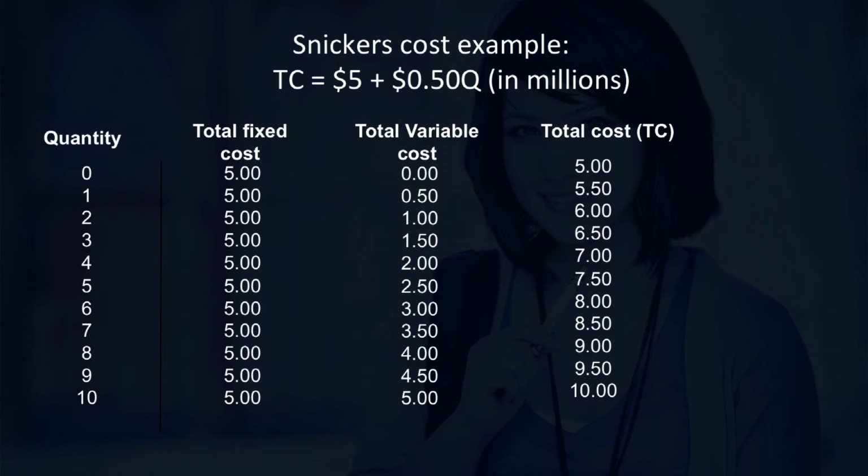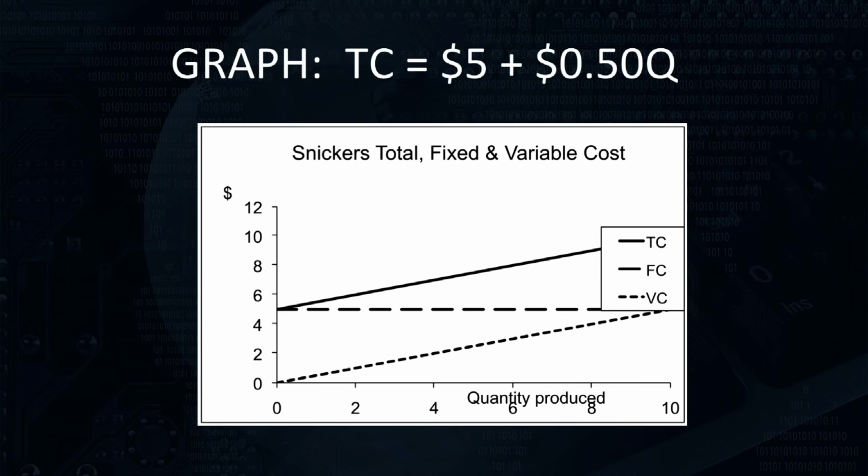So on the left-hand side, we see quantity running from 0 all the way up to 10, but notice that the total fixed cost remains constant at 5 for all of those quantities. Now the variable cost, we see that it's increasing by 0.5 for every increase in quantity. And then our total cost, again, is just our sum of both the fixed cost and the variable cost. So we start at 5, which is the fixed cost. We have no variable cost at that point because quantity is 0, and it runs all the way up to 10. We can graphically represent this equation as well.